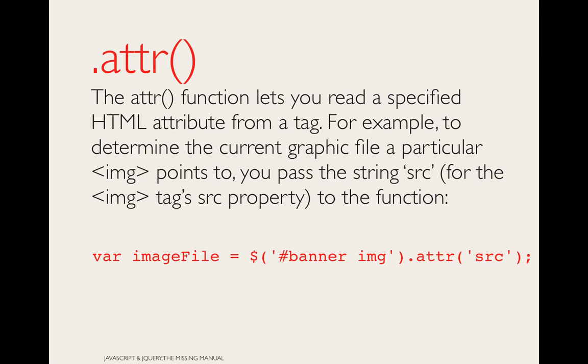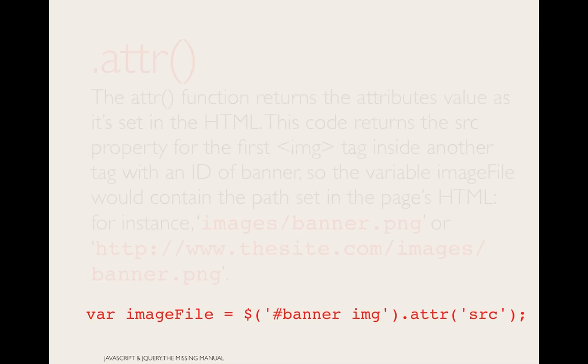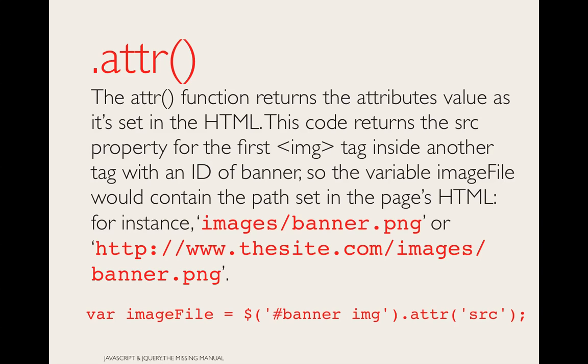Notice left to right, we've got a variable called image file. It's being set to a jQuery selection that is an image that is a descendant of an ID of banner, and we're looking at the attribute source, which is the file on the web server. So the attribute function returns the attribute's value as it's set in HTML.